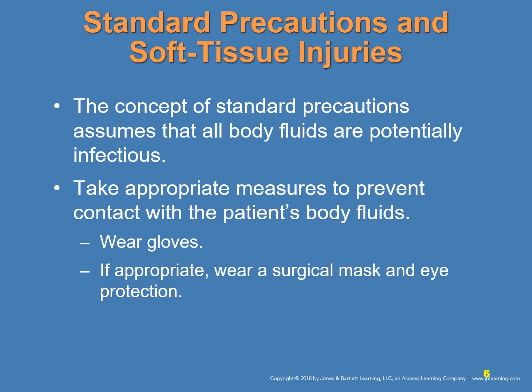Standard precautions and soft tissue injuries. The concept of standard precautions assumes that all body fluids are potentially infectious. Take appropriate measures to prevent contact with the patient's body fluids. Wear gloves to prevent contact with the patient's blood. At times, you may need to wear a surgical mask and eye protection if there is danger of blood splatter or if the patient is coughing or vomiting bloody material.